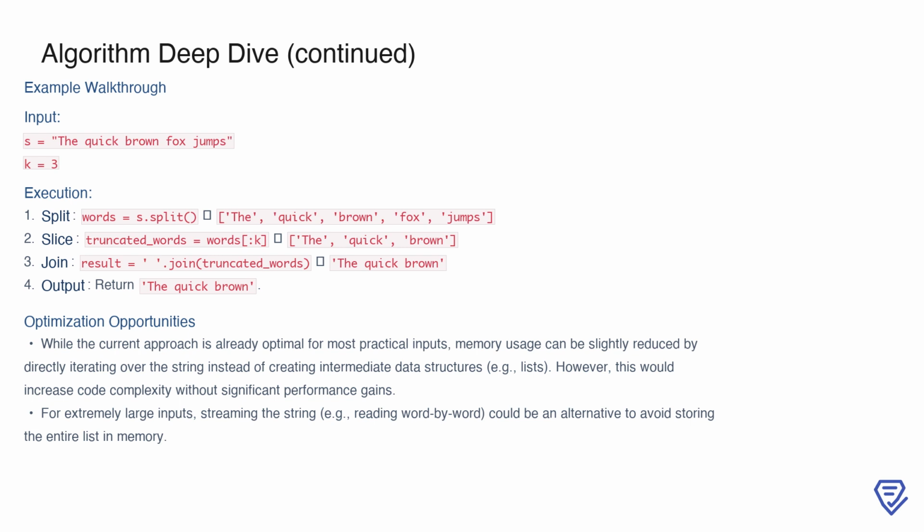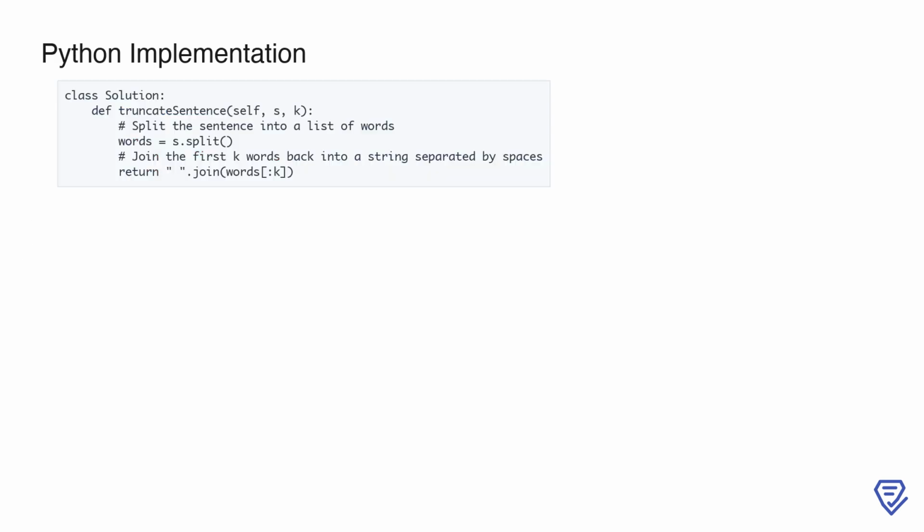While the current approach is already optimized for most cases, there are opportunities for further optimization, such as streaming the string to reduce memory usage. However, these alternatives often come at the cost of increased code complexity, making the current solution a practical and efficient choice for most scenarios. The provided Python implementation solves the problem of truncating a sentence to its first k words.